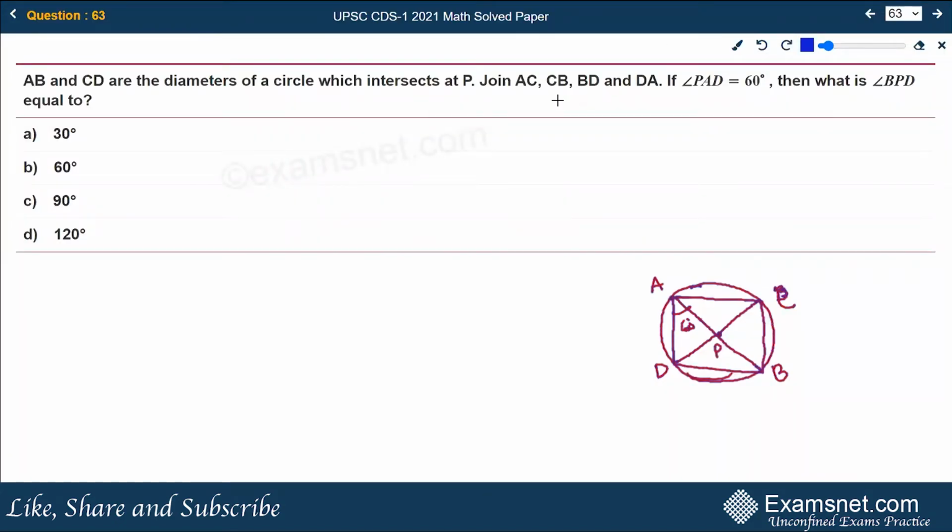In question number 63, we are given that AB and CD are the diameters of a circle which intersect at P. Join AC, CB, BD and DA. I have already drawn the figure. If angle PAD is 60 degree, then what is the value of angle BPD?